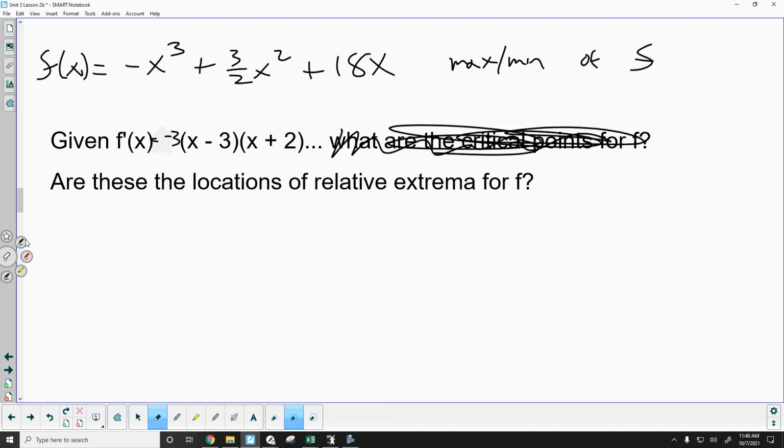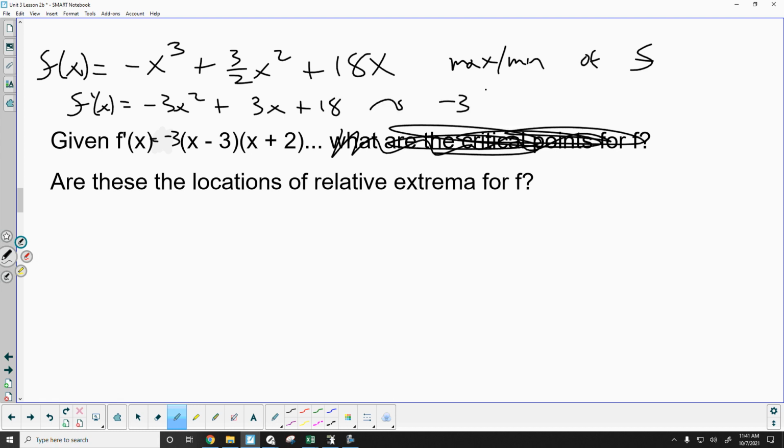Well, I'm going to do step 1 for you. I'm going to take the derivative. Negative 3x squared plus 3x plus 18. I'm going to factor out a negative 3. Negative 3 times x squared minus x minus 6. I'm going to factor that, and I get this. Thank you. You're welcome. I'm going to set that equal to 0, and I'm going to get this. You guys do step 2.